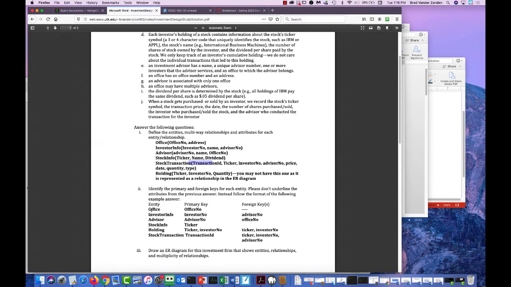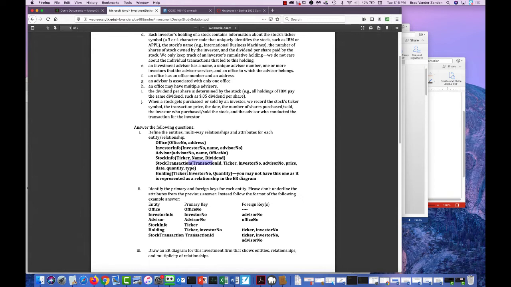Okay, moving on. It is pretty easy to identify the primary keys for everything except our relations, our relationships. So for holding, it is a ticker and an investment number, because an investor can hold multiple stocks, and a stock could have multiple investors holding it. So you need both for the primary key for the holding. We just went through the problems of finding a primary key for a stock transaction.